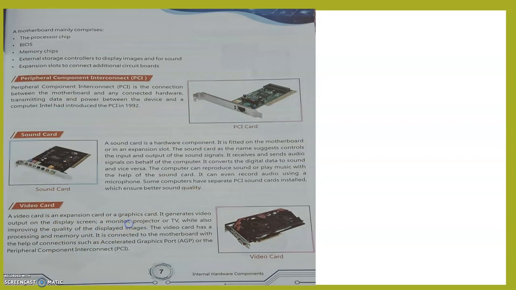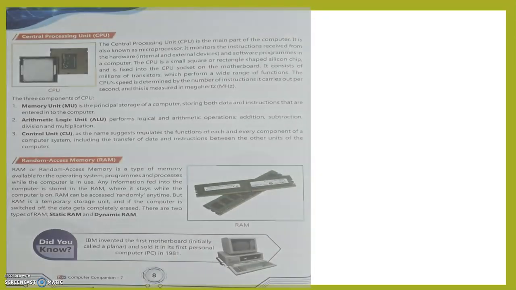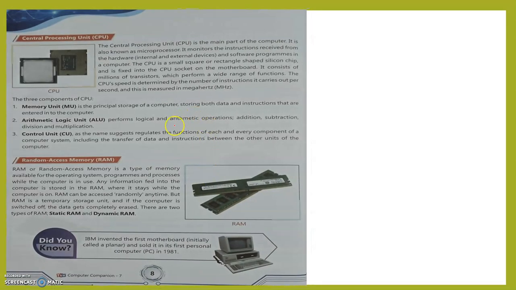Okay, now coming to the next: what is the central processing unit? As you know very well, it is also known as the microprocessor. It monitors the instructions received from the hardware, meaning input devices. The CPU is a small square rectangular shaped silicon chip. As you can see in this diagram, it is fixed into the CPU socket on the motherboard. It consists of millions of transistors. These are the transistors.